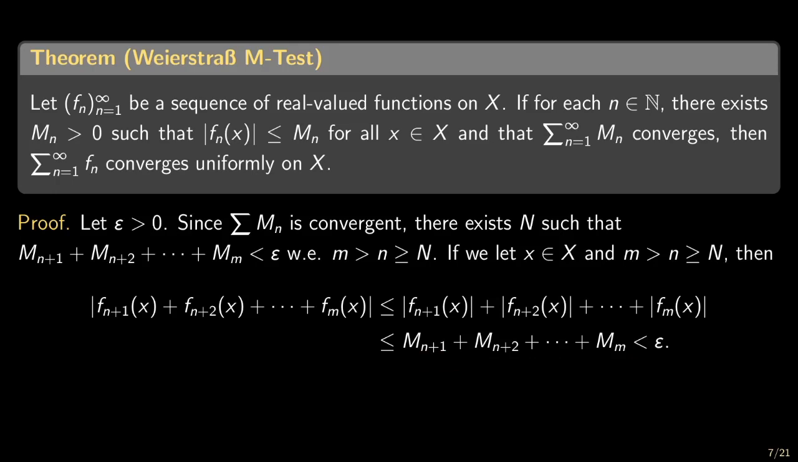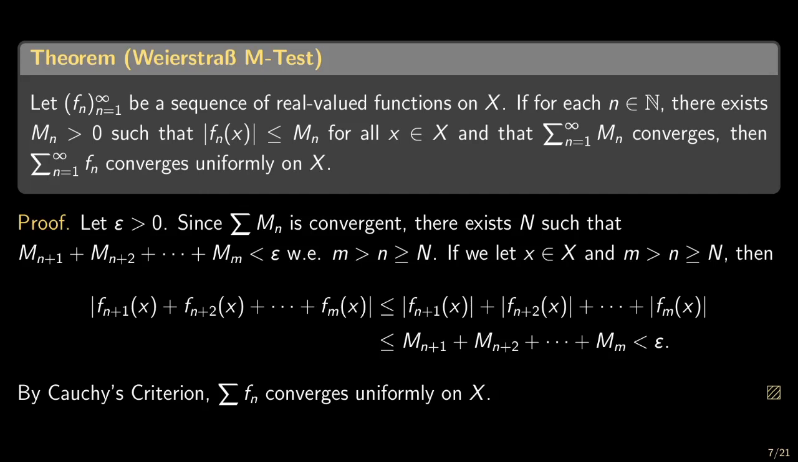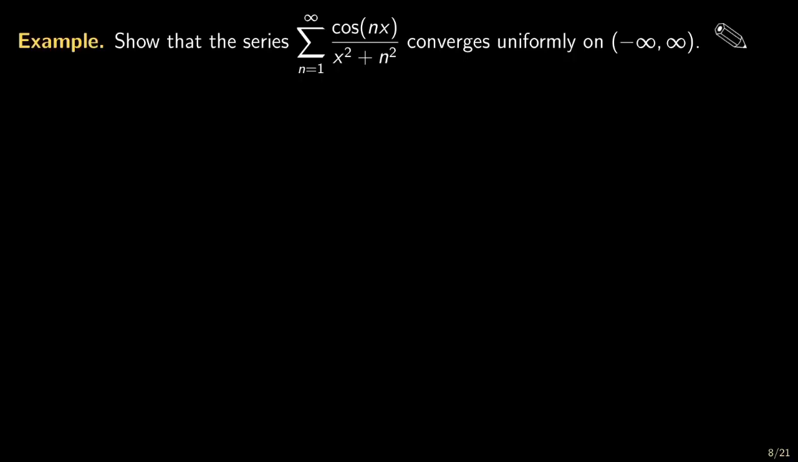Hence, if I put these sentences together: let epsilon be greater than 0, then there exists an n such that if x is in x and m and n are bigger than n, then this sum is less than epsilon. That constitutes Cauchy's criterion for uniform convergence. Hence, we can now say that the infinite series summation fn converges uniformly on the set x.